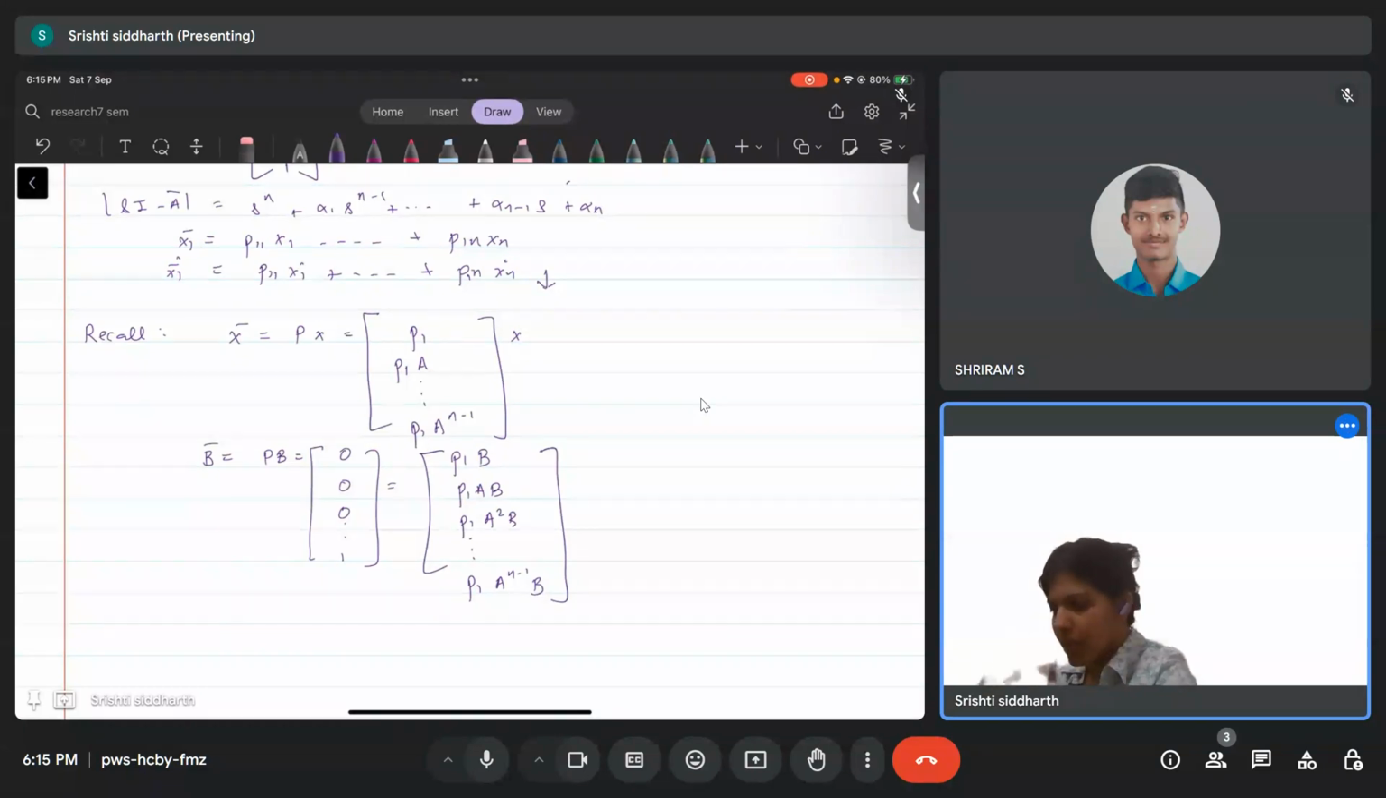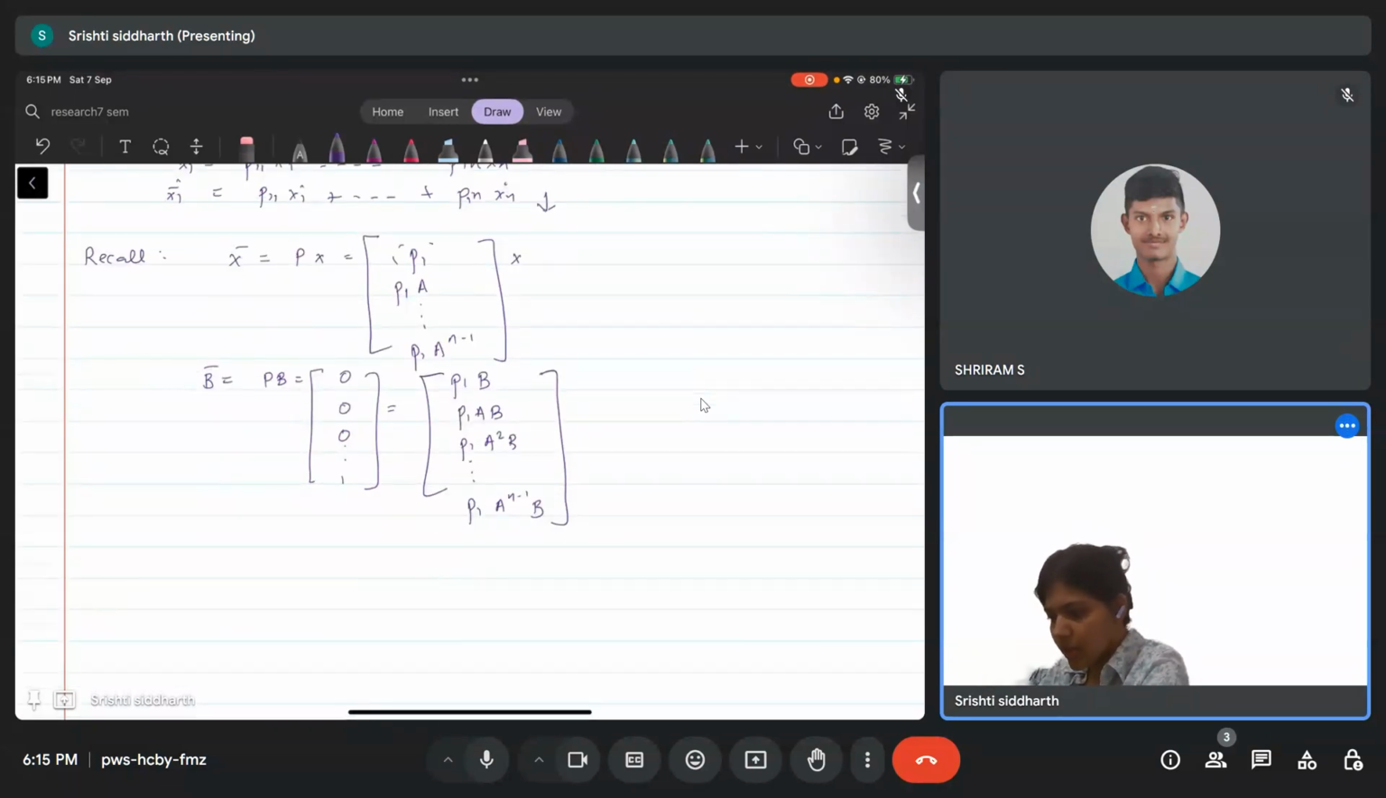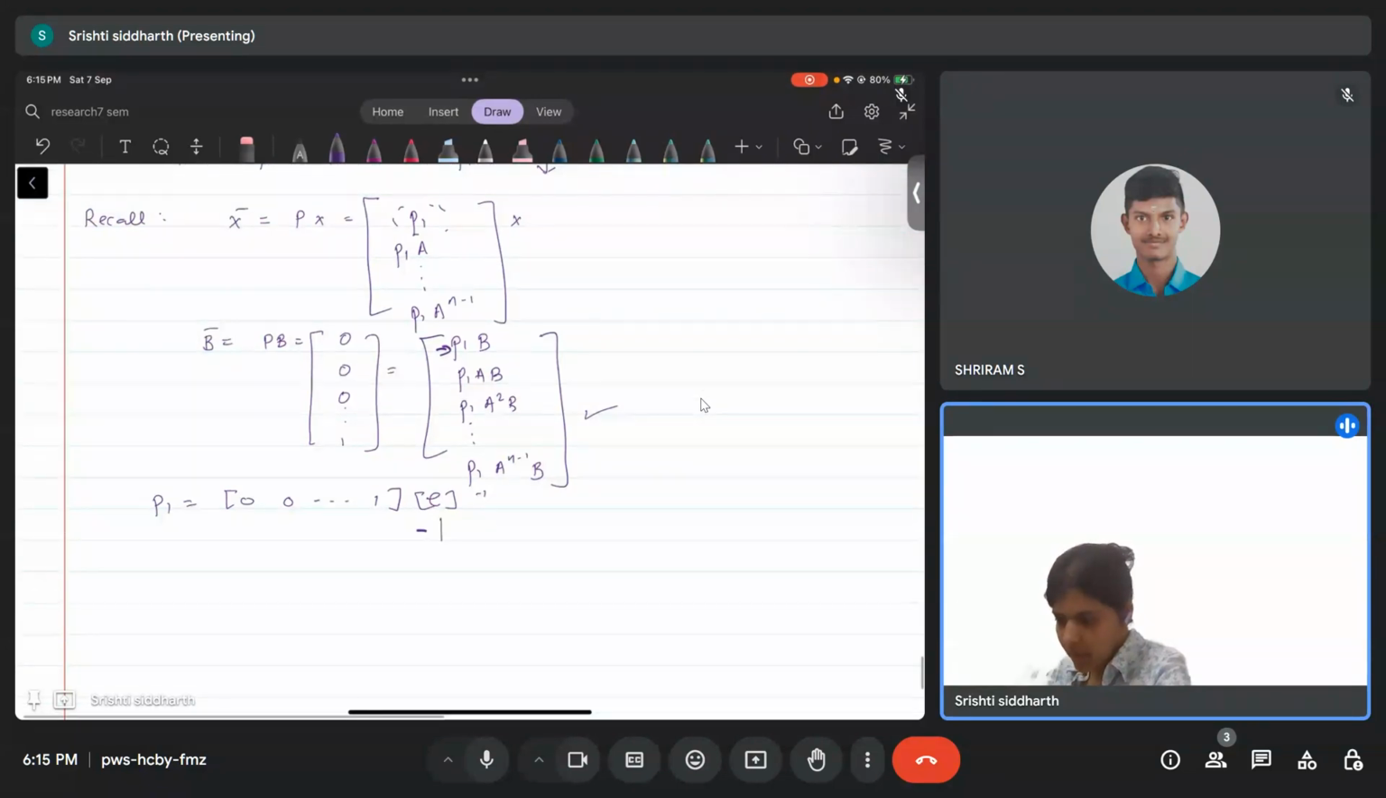Okay, and how do you find this first row of P? So P1 is actually 0, zeros and 1 throughout times the inverse of the controllability matrix. You can see from here, right? So if you equate these two, you can find P1 by inverting the controllability matrix. So you can only find this control law if you have a completely controllable system, because you need the inverse of the matrix. Alright.